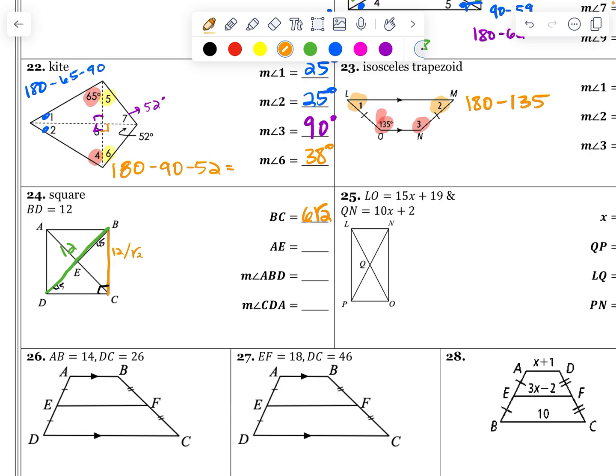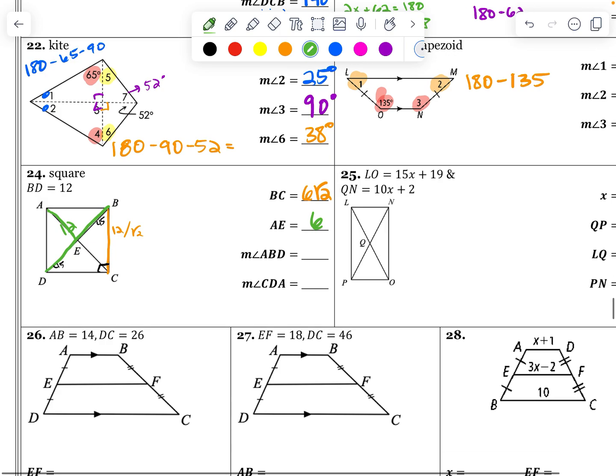That's okay. AE is right here. So that's just half of 12 because they're going to be equal. So it's just 6. ABD. This angle is going to be 45 degrees because it's just half of a 90. And then CDA. Well, it's a 90.